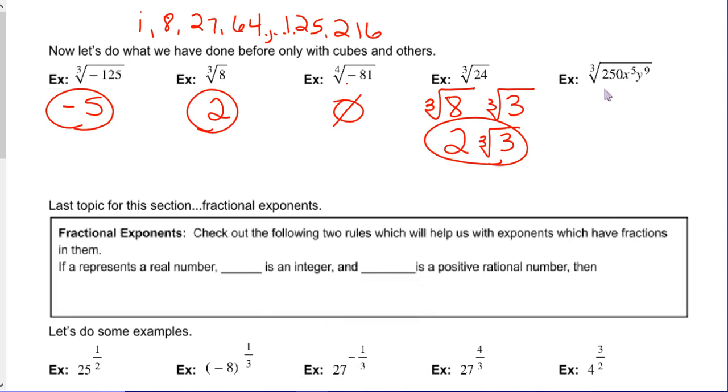Now, this one we have a number, but we're going to have to talk about our variables too, okay? So with 250, which one of these will go evenly into 250? And I'm hoping you're honing in right there. So it's going to be 125 times 2. But we also have some variables here.